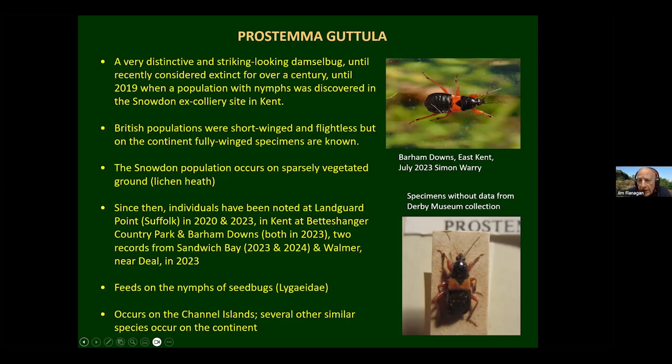And interestingly, adults and nymphs feed on other heteropteran bugs, basically, especially the nymphs, and on seed bugs in the Lygaeidae. We've got plenty of records on the Channel Islands, and there are other species on the continent. There are several other species of Prostemma, and they all look very similar. But the recent ones are definitely Prostemma guttula. Some museum collections do have this species, but very often they don't have any data with it. So it's a bit frustrating to come across these specimens. There's one from Derby Museum that I pictured there.